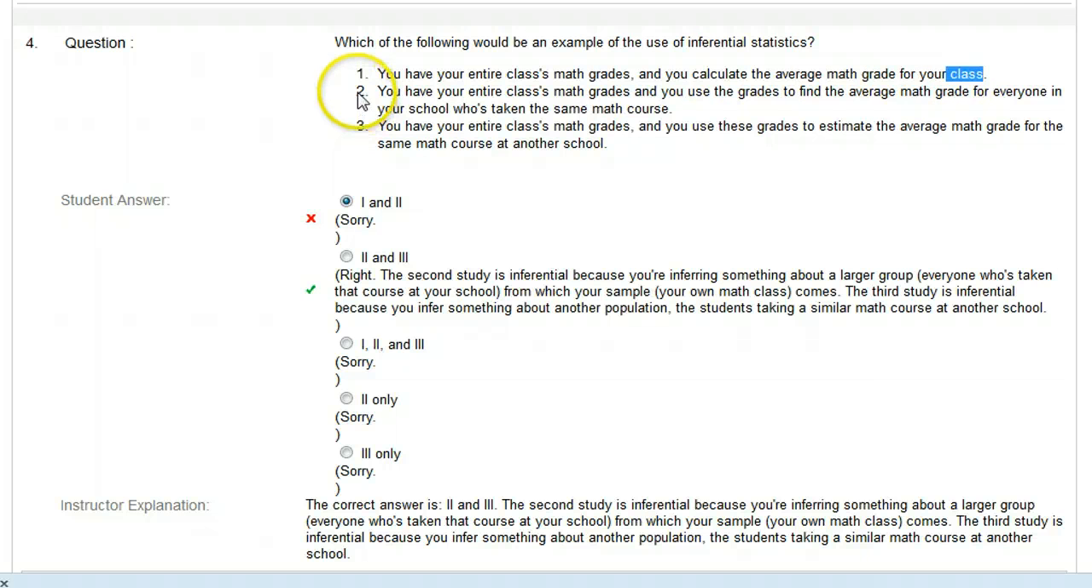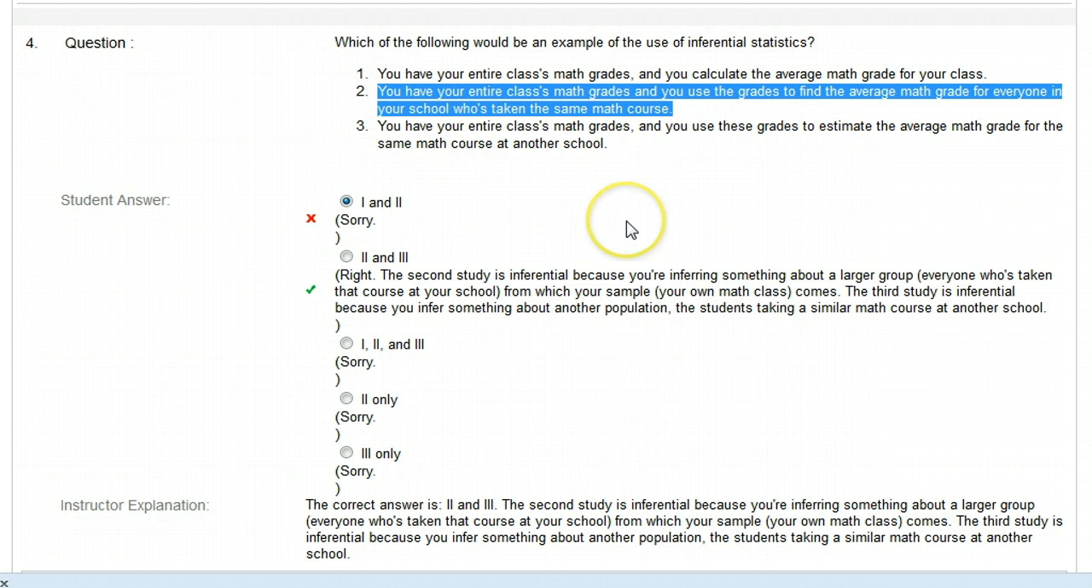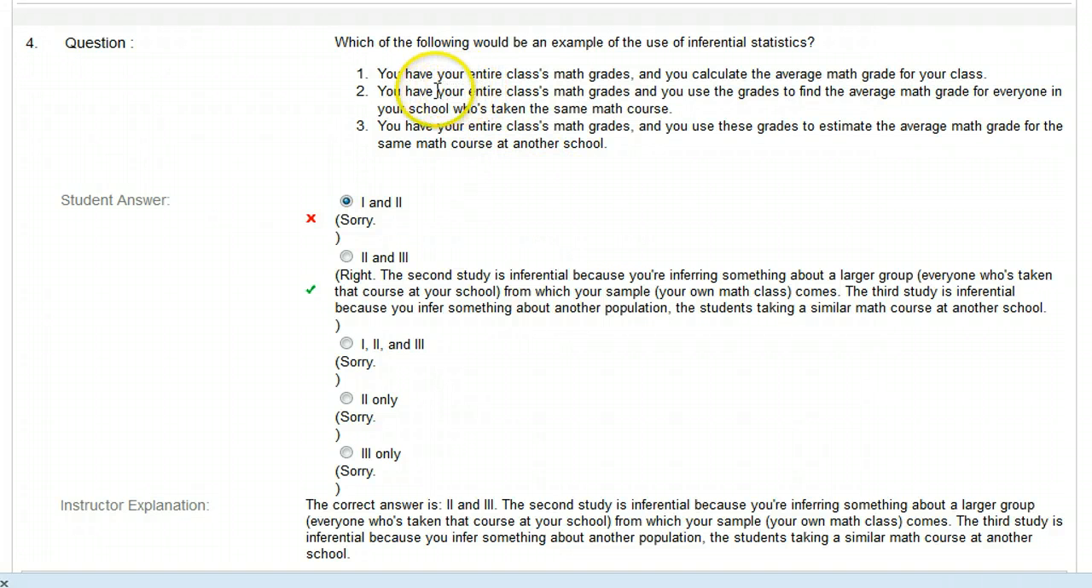Okay, situation 2, you have your entire class's math grades and you use the grades to find the average math grade for everyone in your school who's taken the same math course. So in that case, you only have information on your class's math grades. You're making an inference about the entire school. And so that is a situation where you have a sample, which is your class. You're making an inference about the larger population, your school. So that would be inferential.